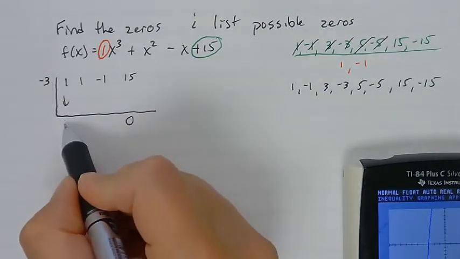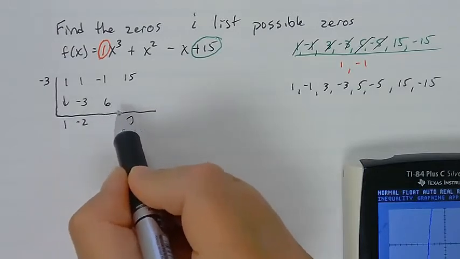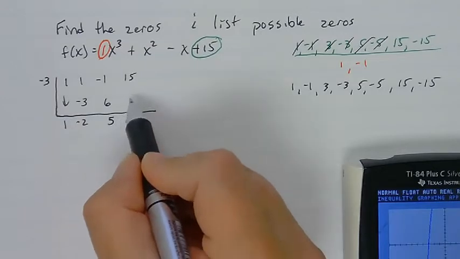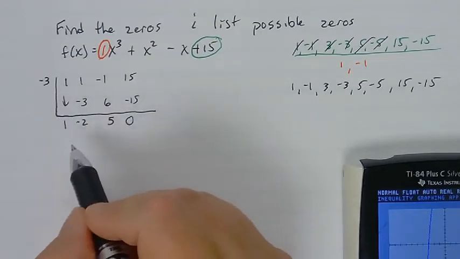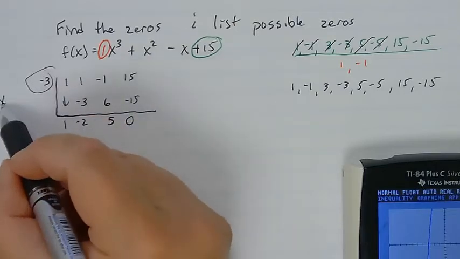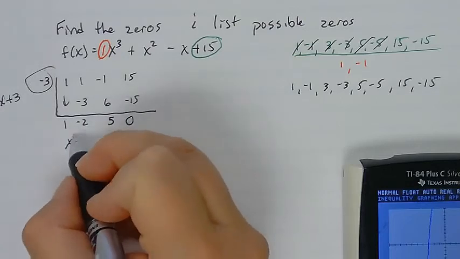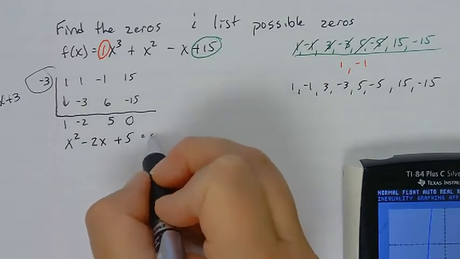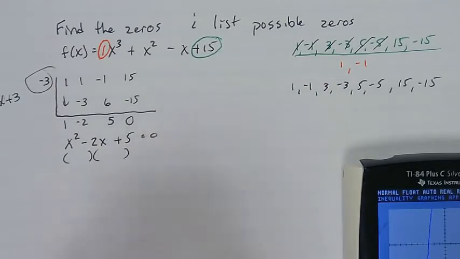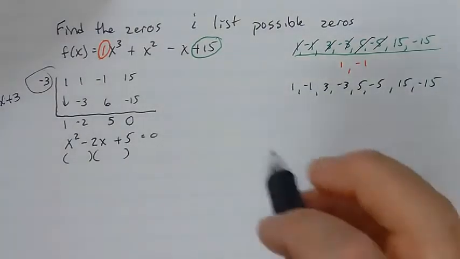Bring down the first term, multiply, add, multiply, add, multiply. So I do get a 0 here, so -3 is a 0. Also, that tells me x plus 3 is a factor. So what's left is x squared minus 2x plus 5. And if I want to find the zeros of that, I could try to factor. Unfortunately, this one does not factor, so we're going to have to use the quadratic formula to find the others.